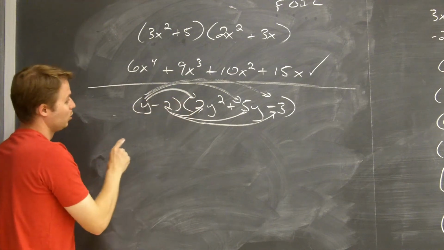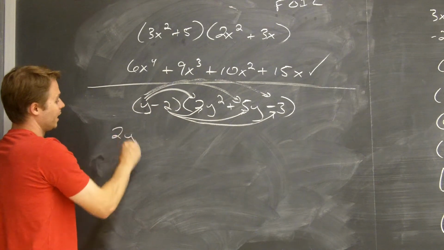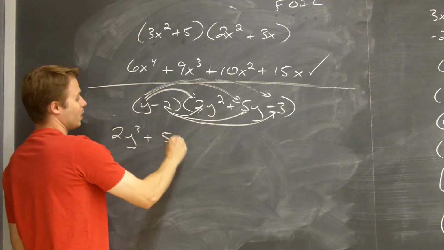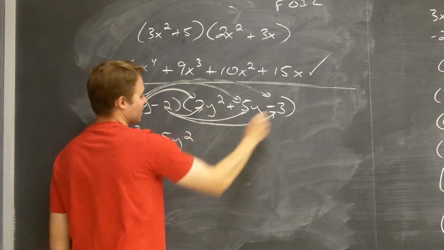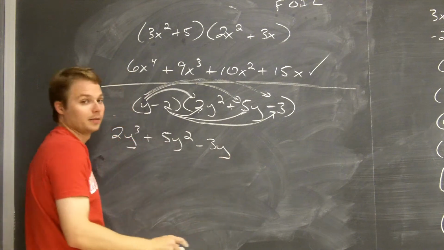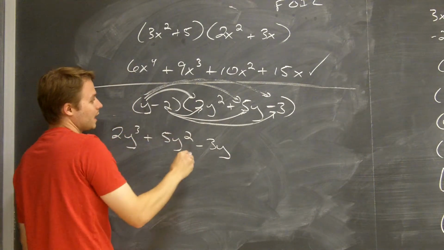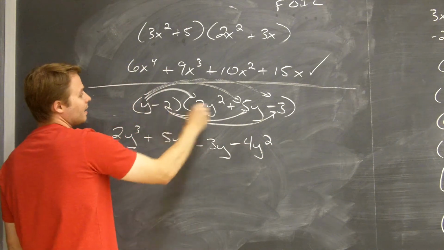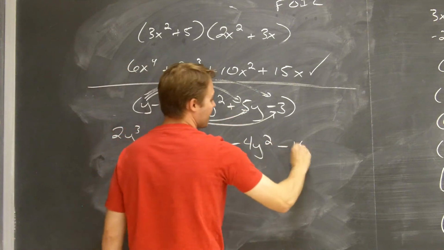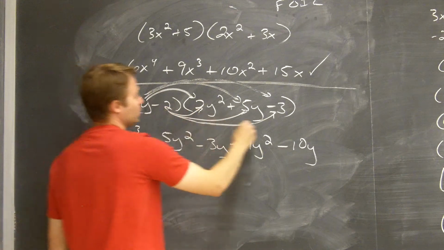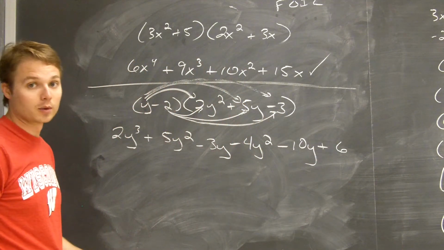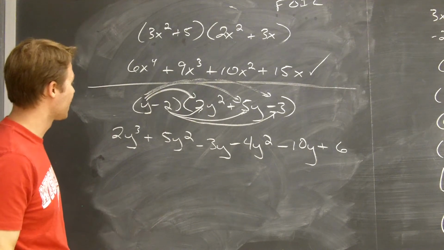So y times 2y squared, that will be 2y cubed. Y times 5y, that will be 5y squared. Y times negative 3, that will be minus 3y. Negative 2 times negative 2y squared is minus 4y squared. Negative 2 times 5y will be minus 10y. And then negative 2 times negative 3 will be plus 6. And then the last thing I want to do is just go through and combine any like terms.